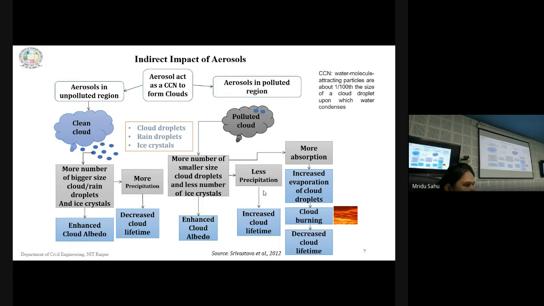Anyone from hydrology here? Okay, the precipitation pattern changes will also lead to changes in the rivers or water flow, water availability.